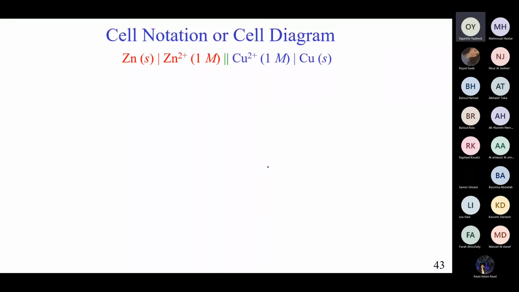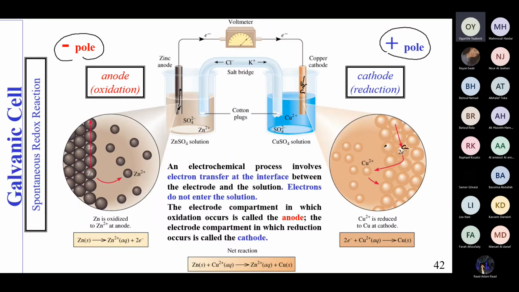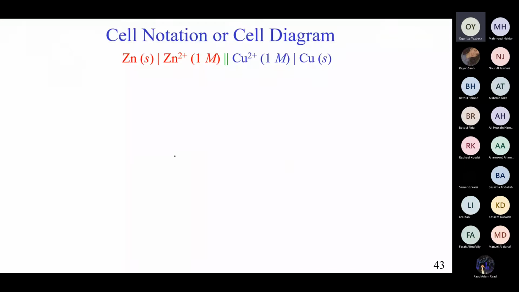Once we have the cell itself, this is the drawing of the cell, the galvanic cell. We don't want to always draw it. We have what is called a cell diagram or cell notation. In the cell notation, we put the anode first, whatever is occurring at the anode, which is the oxidation, separated by a double line for the salt bridge, and then whatever occurs at the cathode, which is the reduction.